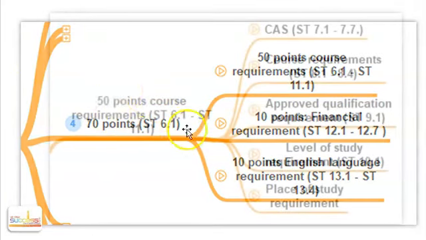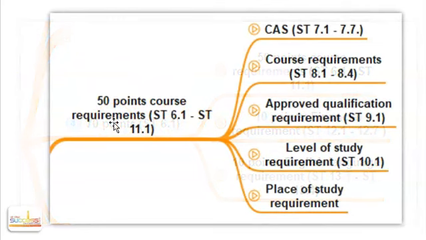Now, let us have a look at the 50 points course requirements. They consist of a number of elements. First of all, we have confirmation of studies, and then its course requirements, approved qualifications requirements, level of study requirements, and a place of study requirements. When assessing and deciding whether or not to grant these 50 points, they'll go through all these requirements one by one, and they will give you points for that.